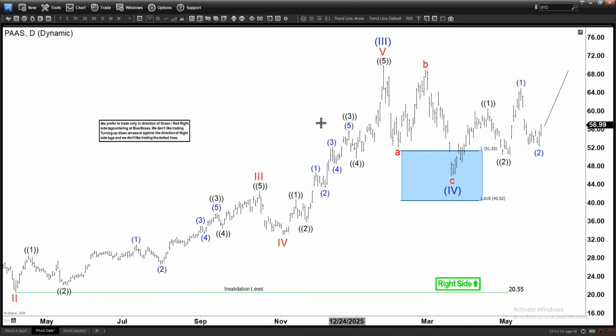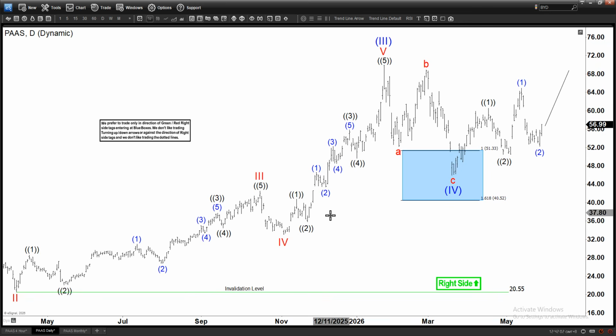All right, so we don't cover PAAS, by the way, but from time to time we look at individual stocks and so on, just to give you some ideas, and it can also help with the relevant groups, in this case precious metals as well.